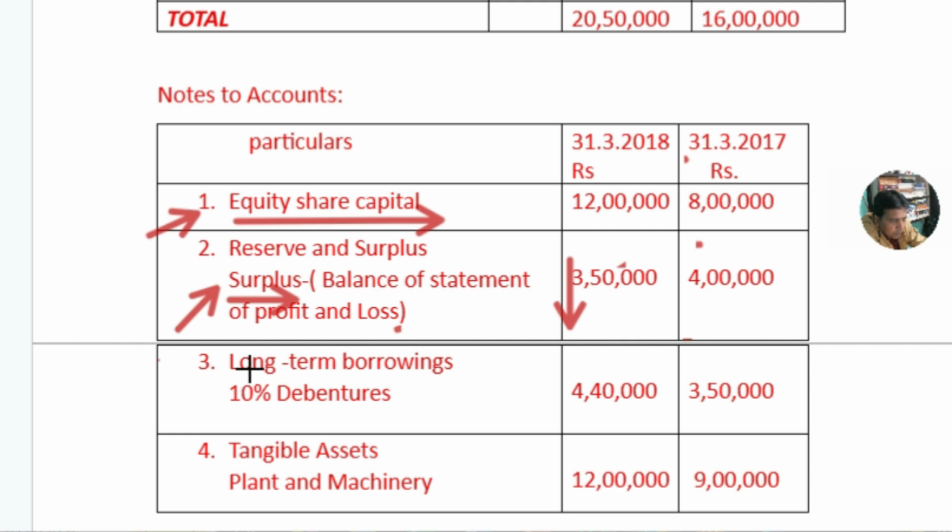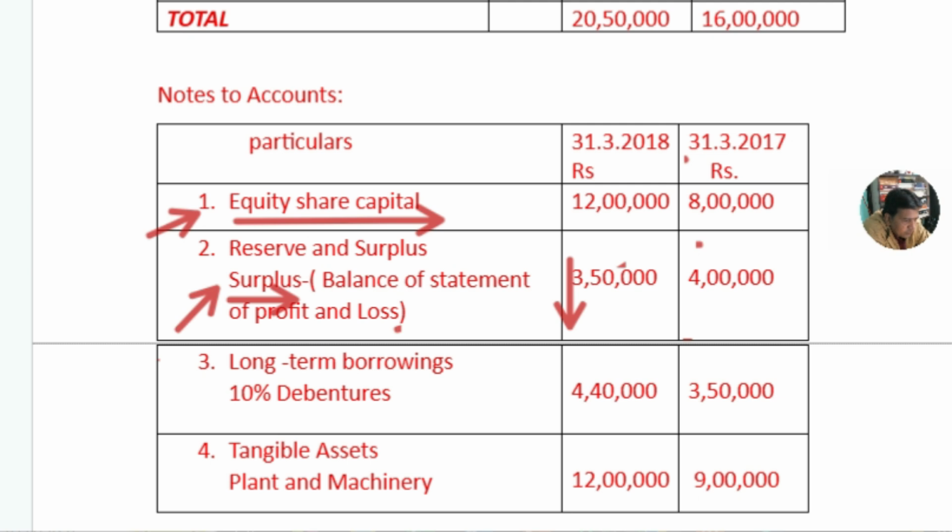And now long-term borrowings are given on the face of the balance sheet. The long-term borrowings are given on the face of the balance sheet question. Now there it is not mentioned what type of loan this is, whether it is a loan from a commercial bank or a loan from a financial institution.